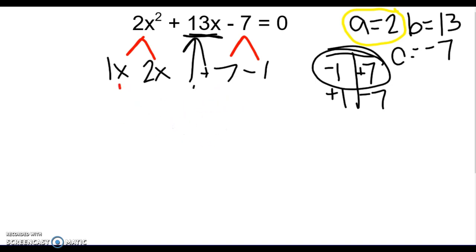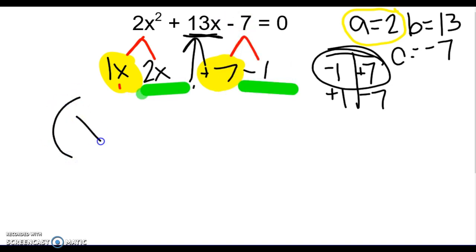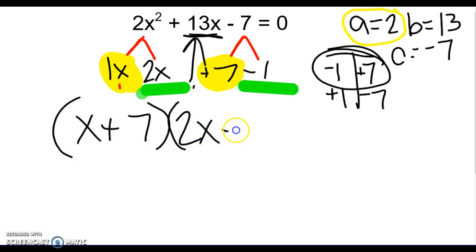Now, I am actually going to erase this at this point because sometimes some of you try to put that into your equation, and that's not the part that goes into the equation. What I want is the 1x, and that's going to go with the 7, first and first, and then second and second. So I get x plus 7 times 2x minus 1 equals 0.